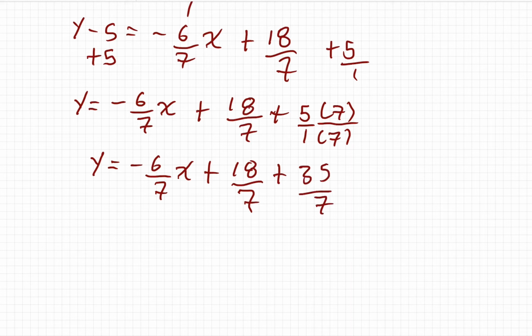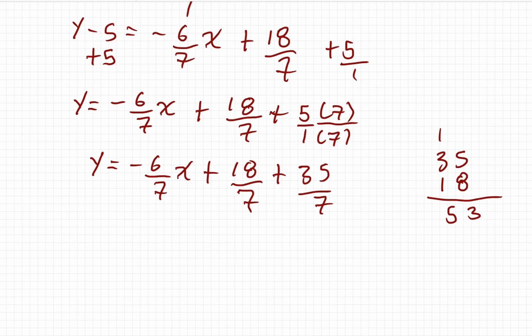Okay, so now you can add those two. Once you add them, what you should have is 35 plus 18, which is 53, over 7. So y equals -6/7 x plus 53/7.